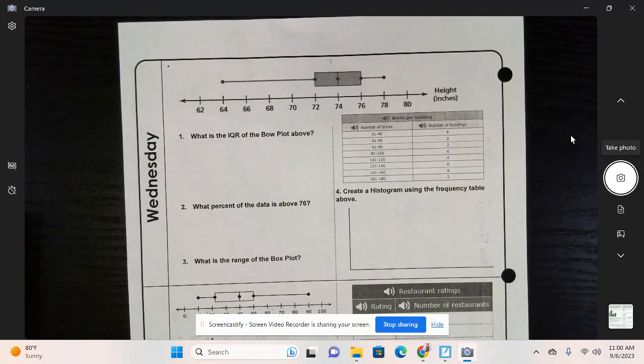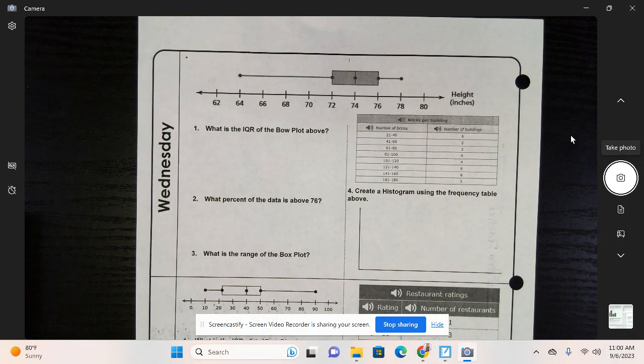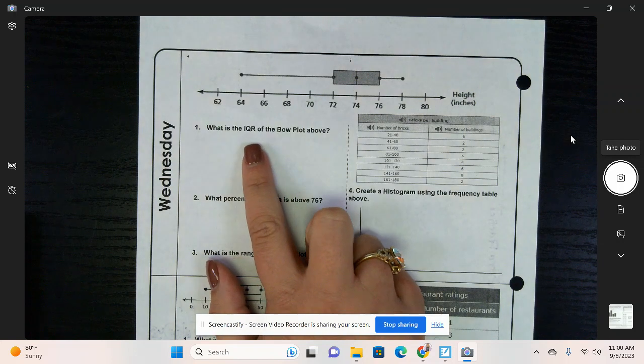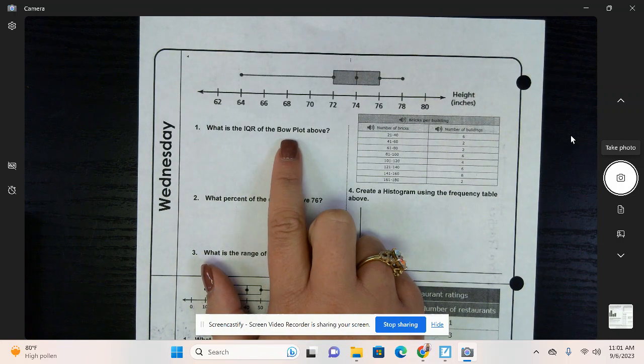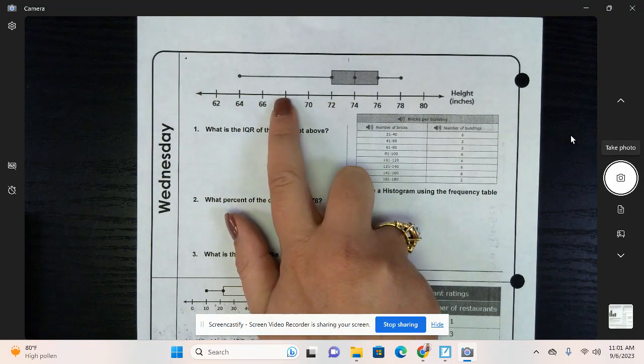This is tonight's homework, Wednesday night's homework, and we're going to work through some of these together. Question 1 says, what is the IQR of the box plot above? All right, so here's our box plot.